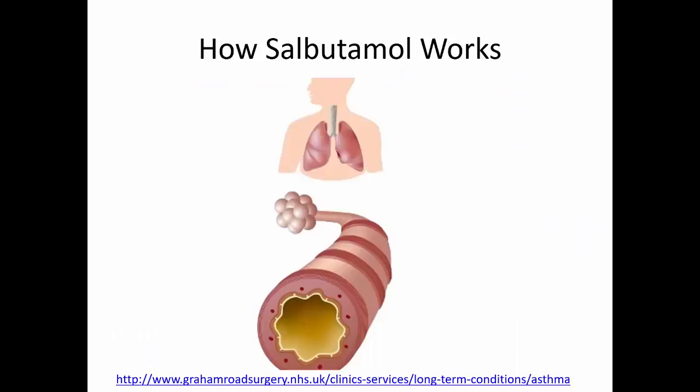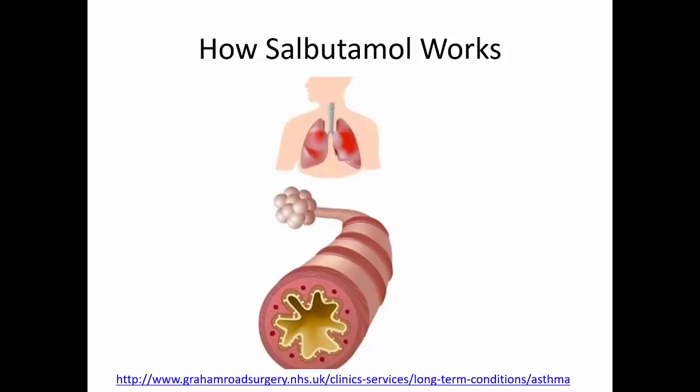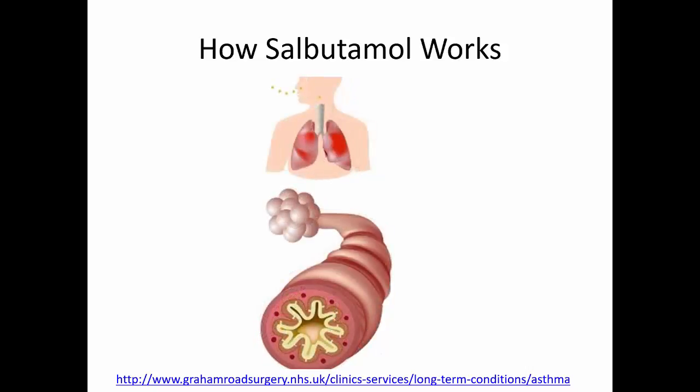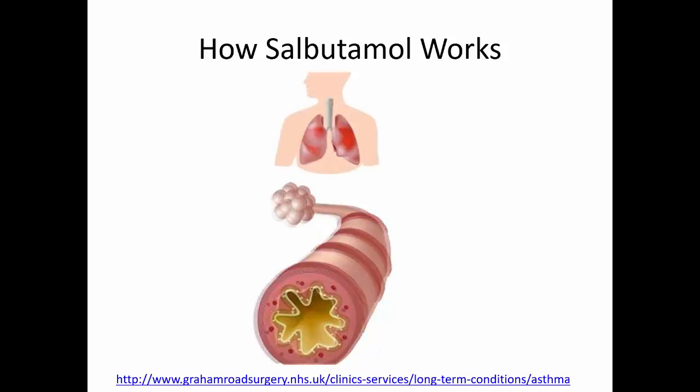So how does salbutamol work? Well, in conditions where there is narrowing of the airways, such as asthma, it is difficult for air to get in and out of the lungs. By opening the airways, salbutamol makes it easier to breathe. Salbutamol works by acting on receptors in the lungs called beta-2 receptors. When salbutamol stimulates these receptors, it causes the muscles in the airway to relax, and this allows the airways to reopen.